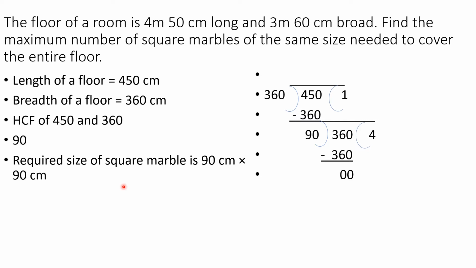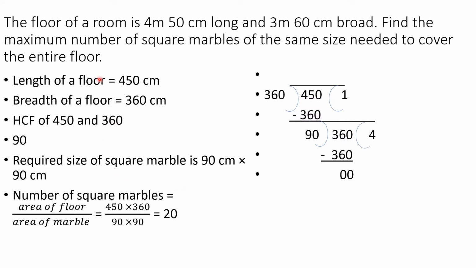Now we have to find out the number of square marbles. So at first, find what is the formula to find the number of square marbles. That is equal to area of floor divided by area of square marble. So we know that area equals length into breadth for a rectangle, and for a square, side into side, which is already given, 90 centimeter into 90 centimeter. It means this is our area, 450 into 360 for the floor and 90 into 90 for the marble. We will divide both and it will be 20. Number of square marbles will be 20.